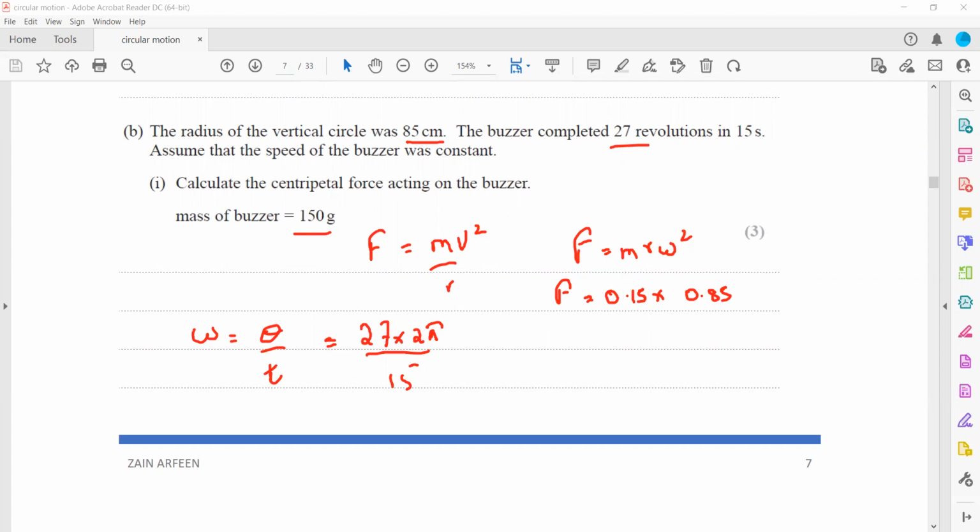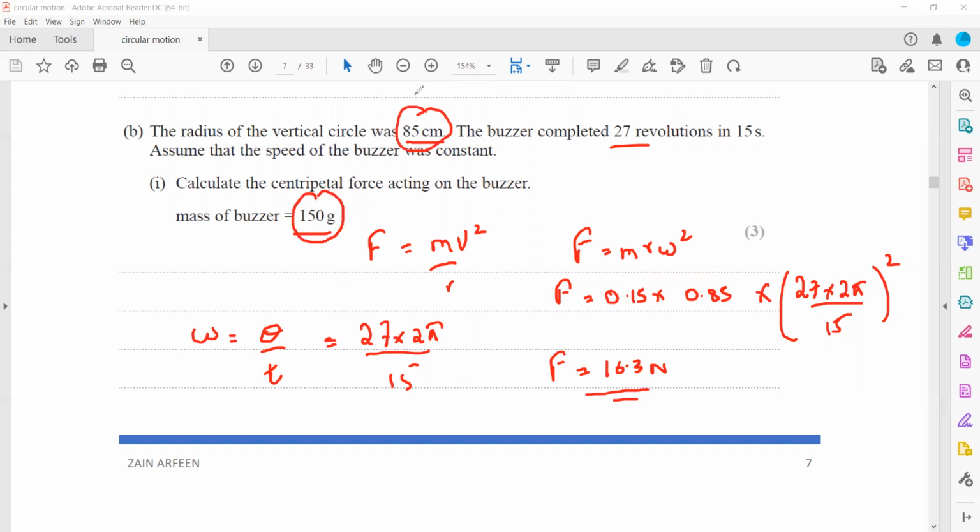So we can just substitute the value of omega, that is 27 times 2 pi divided by 15, with pi as 3.14, and that is omega squared, so this will be squared. When we substitute all the values, it will give us 16.3 newtons as the centripetal force experienced by this buzzer. So the important thing is the unit conversion. As you can see, we converted the radius from centimeters into the SI unit of meters, and the mass, which is in grams, into kilograms. Is this part clear?